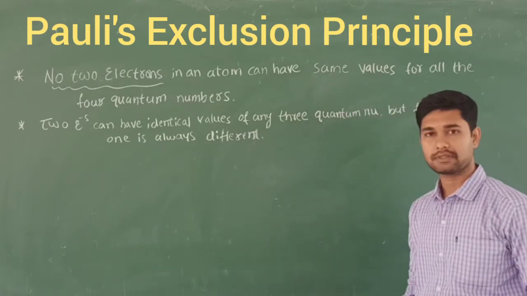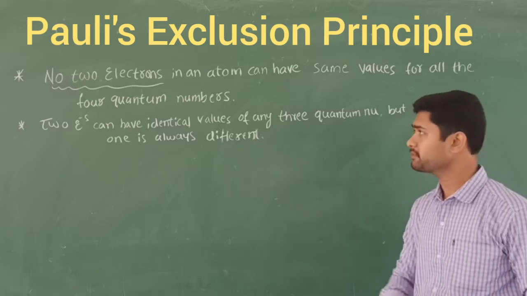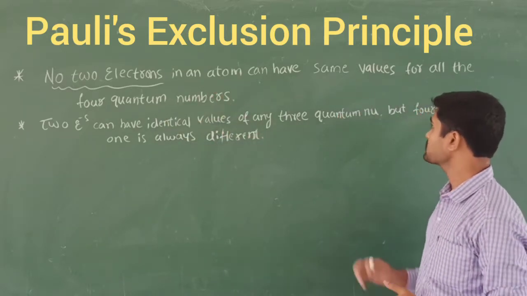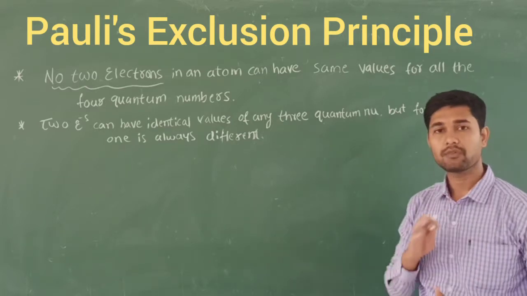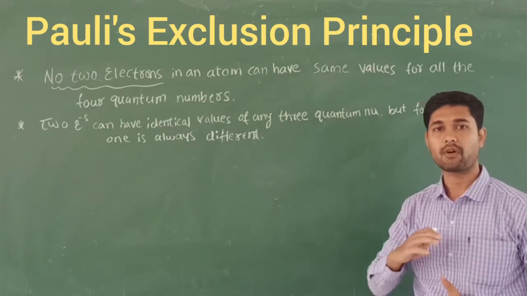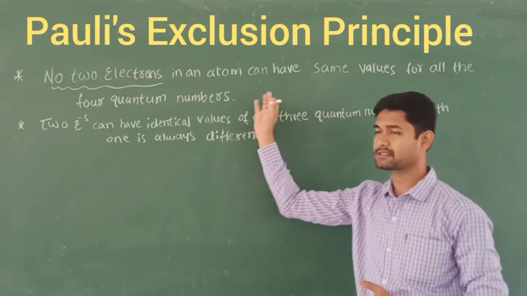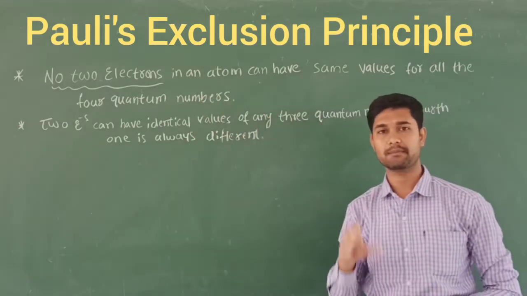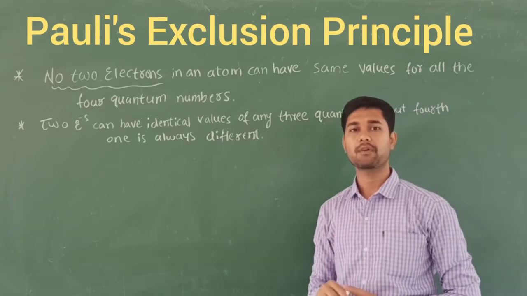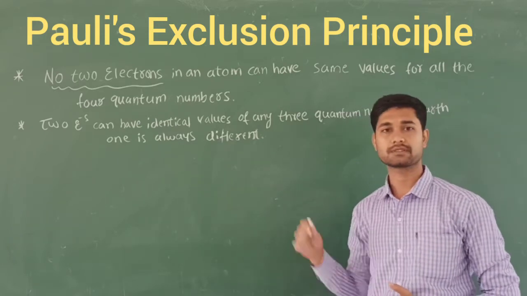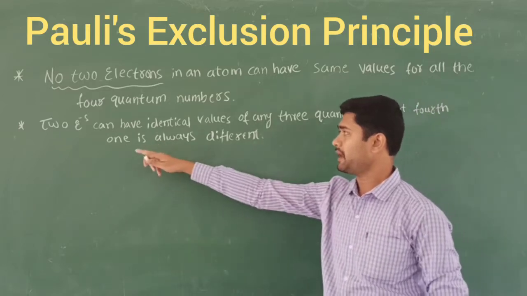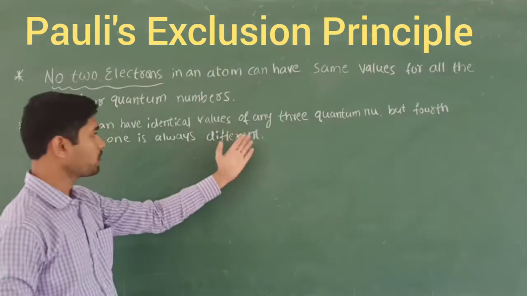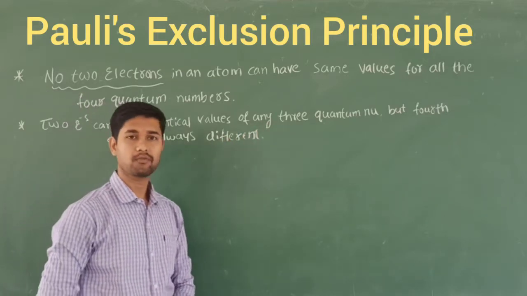According to this statement, which is a very important concept: no two electrons in an atom can have the same values for all 4 quantum numbers. If I only state this, you will not digest it, so to understand this principle we will study some further steps. Two electrons can have identical values of any 3 quantum numbers. You know the 4 quantum numbers.